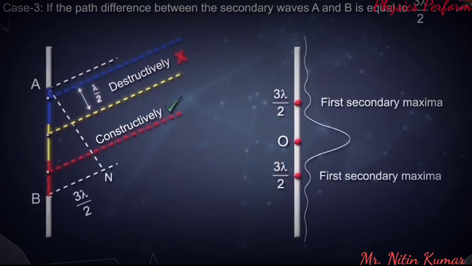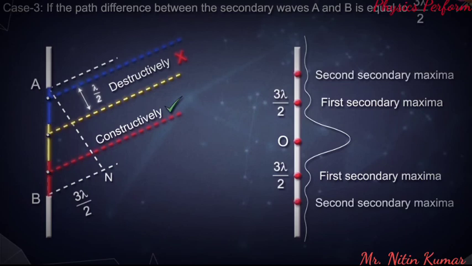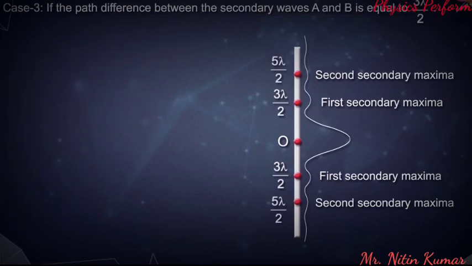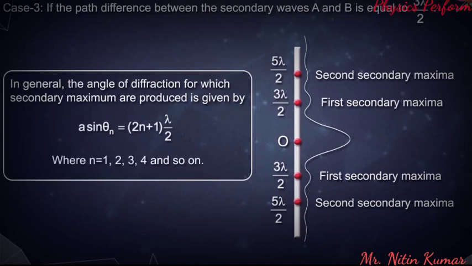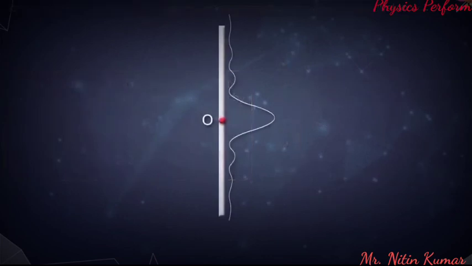Similarly, the second secondary maximum will be formed on the screen where the path difference is equal to 5 lambda by 2. In general, the angle of diffraction for which the secondary maxima are produced is given by a sin theta n is equal to (2n plus 1) lambda by 2, where n is equal to 1, 2, 3, 4, and so on. Now, let us look at the width of the central maximum.